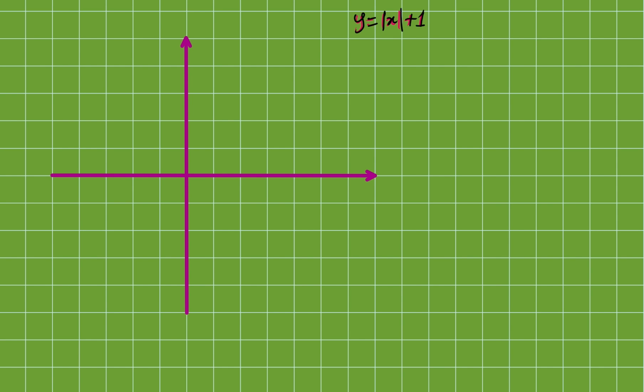All right, now let's take a look at the steps. The first step is to sketch y equals x, and next we sketch y equals the modulus of x, and then we sketch y equals the modulus of x plus 1. So let's begin by sketching the line y equals x. This is something we already did before, so I'm just going to draw it.